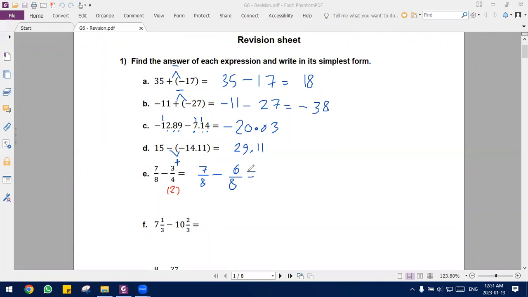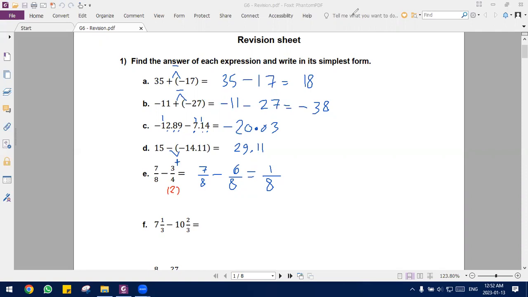Now we can do the subtraction. We do only the numerator. The denominators have to be the same. So 7 minus 6 is 1, and then over 8. We don't subtract them or add them. So it's 1 over 8.